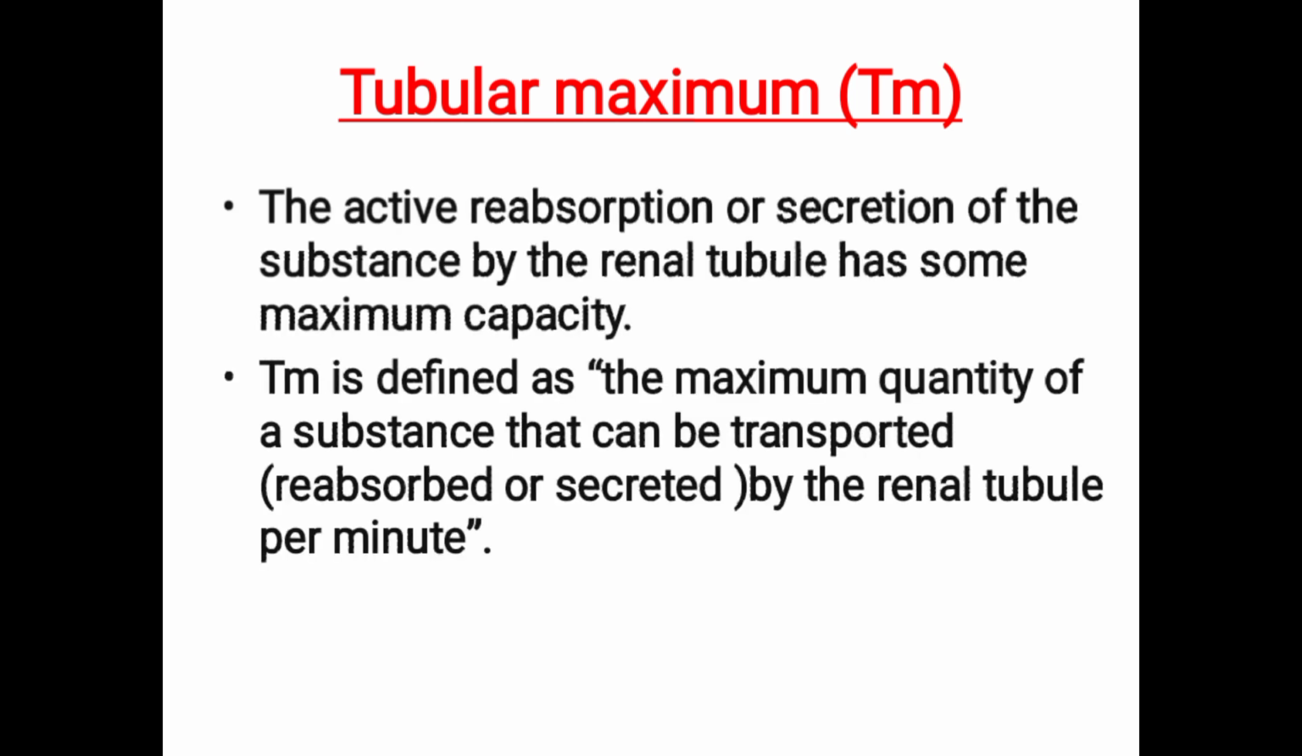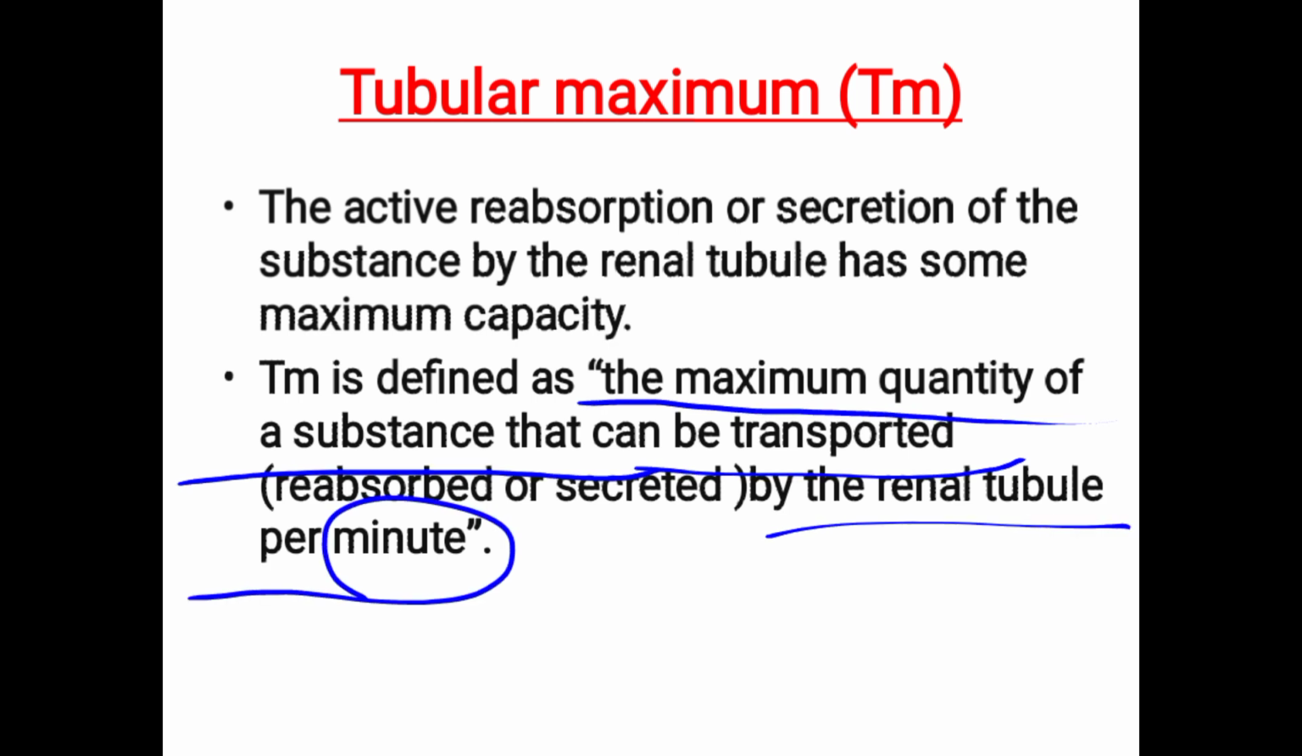So tubular maximum means it is the maximum quantity of a substance that can be transported by the renal tubule per minute. So how much amount of substance can be transported by the renal tubules in one minute, we call it the tubular maximum, TM. That means the active reabsorption or secretion of a substance by the renal tubule has some maximum capacity.